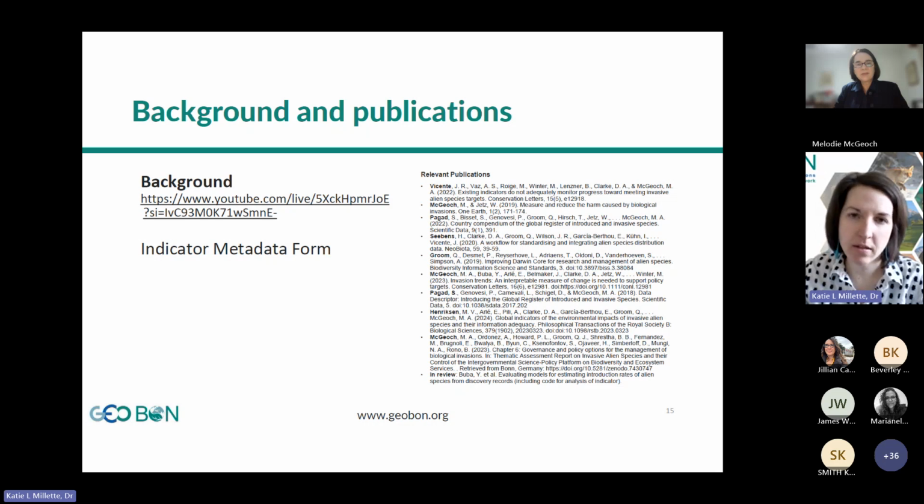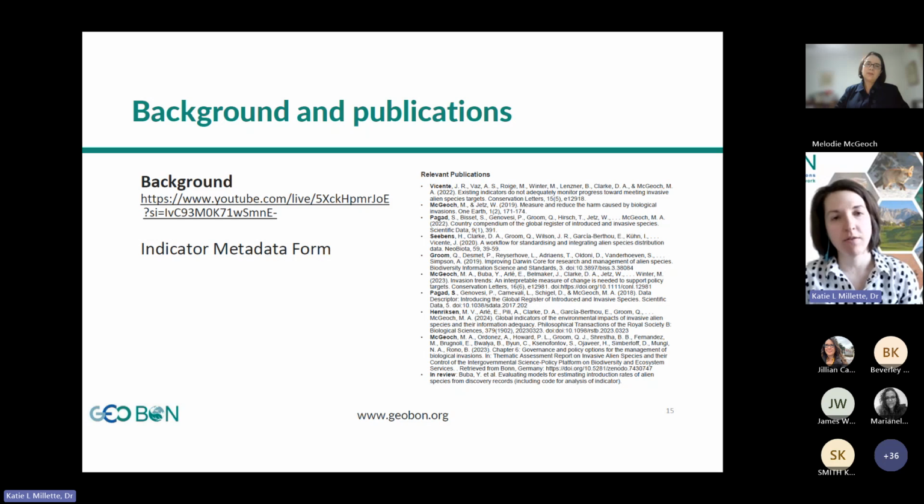I have one actually, Melody. In calculating this, is it possible to disaggregate the data by introduction and establishment pathways? Do you think that's the best way that countries may be able to prioritize their efforts, if there's an important pathway in maybe an island state that would have a better impact?